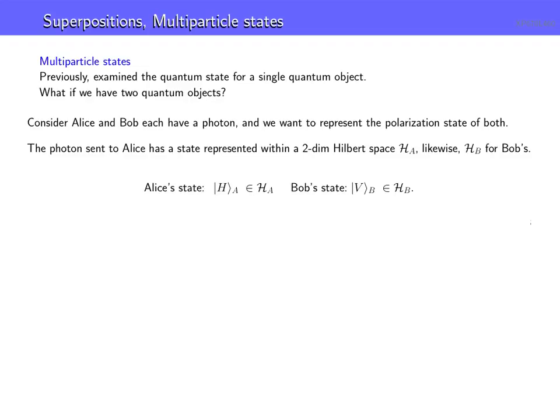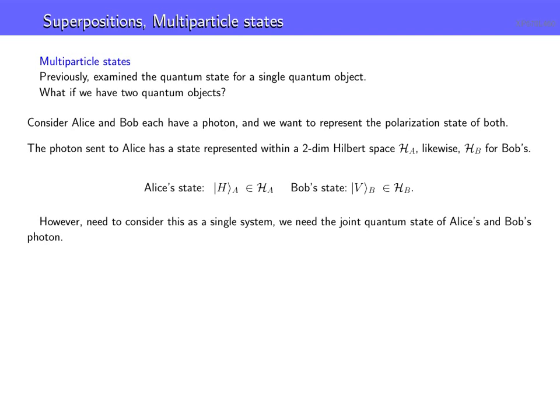But this is not the most general way to express this in quantum mechanics, and indeed we need to be careful with this, because we want to consider it as a single system. Now we're considering the 2 photons and nothing else. So we need the joint quantum state, if you will, of Alice and Bob's photon, each photon.